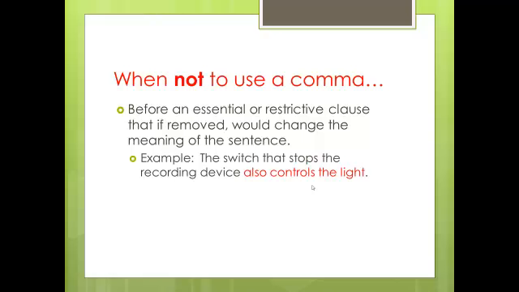Let's now look at some times when a comma will not be used. One of those times is before a clause that, if removed, would change the sentence's meaning. In this example, also controls light is the essential clause. If you remove it to read, only the switch that stops the recording device, we will not know that it also controls the light, so do not set it off with a comma.